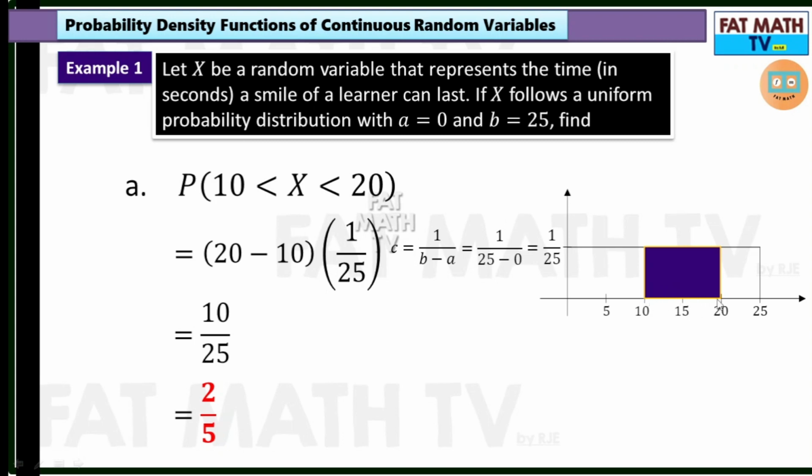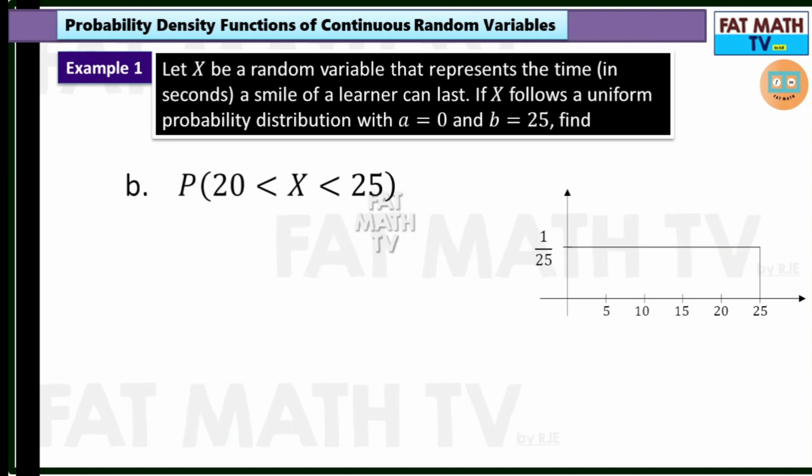How long is this line segment here from 10 to 20? You just subtract 20 minus 10. And then 1 over 25 is the height of the rectangle here. So base times height. So that is 10 over 25, which is 2/5. So the probability that x is between 10 and 20 is 2/5.